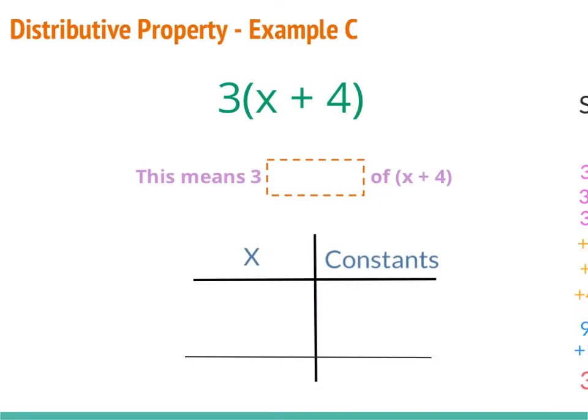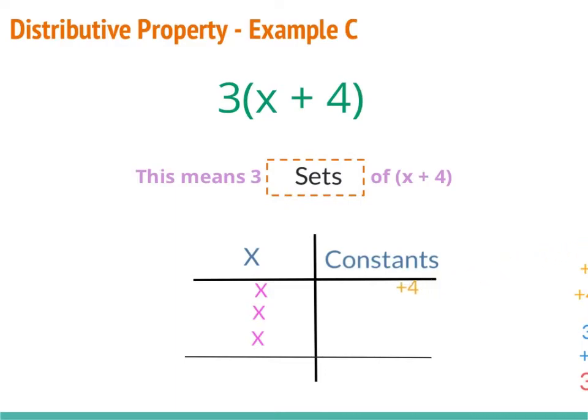Here we are at example C, and it's talking about something called the distributive property. So this time I've got 3 outside the parentheses of x plus 4. When I see that 3 outside the parentheses, this means that I have 3 sets of x plus 4. So when I go to combine like terms, I know I have 3 x's. I have an x, an x, and an x, because I have 3 sets of these, so 1 x for each set.